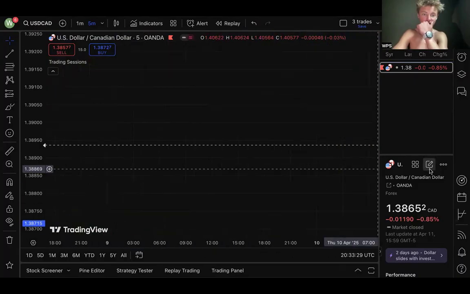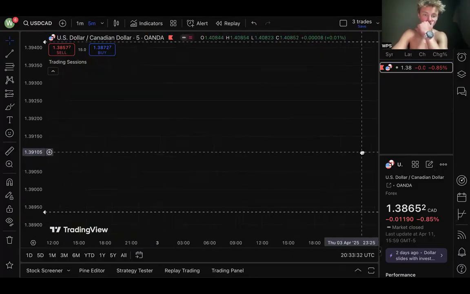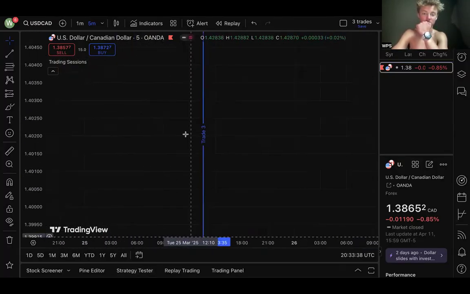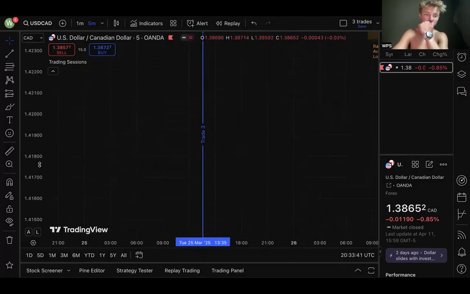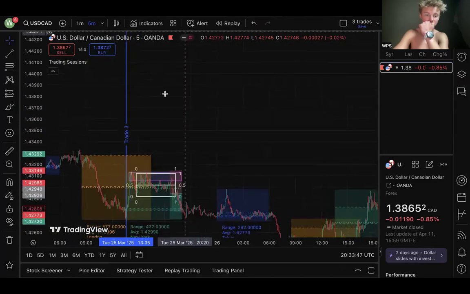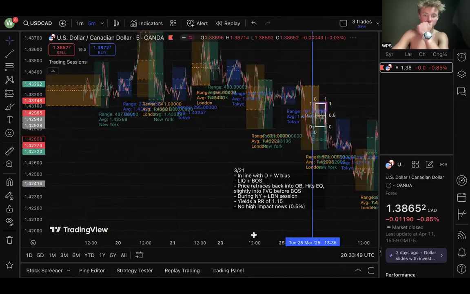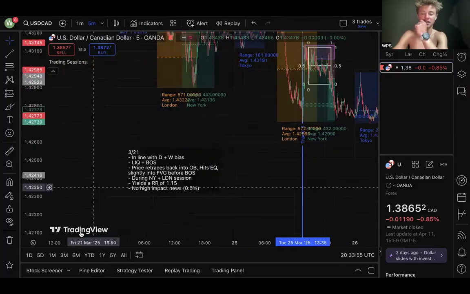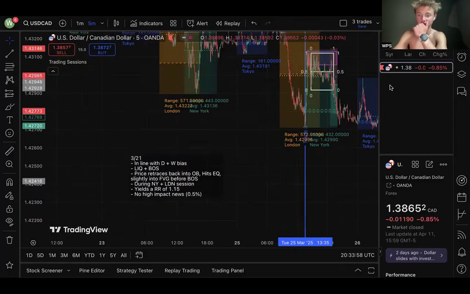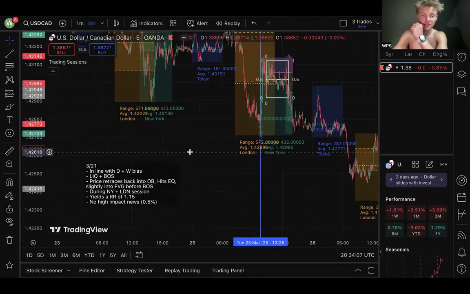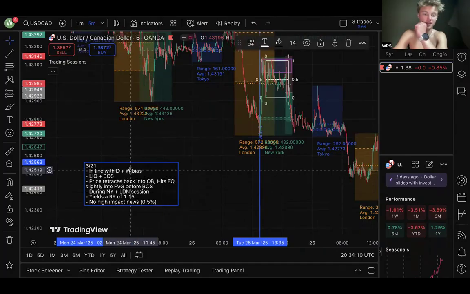So for the first trade I found, I'm sure there's a better way, but for now all I know is I just have to scroll everywhere. Okay, so my first trade I found was on March 21st, and this was in line with my daily and weekly bias on USD Canada. Currently it's in line with all three biases, because it's a short.